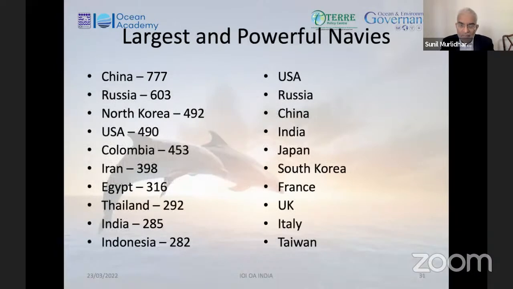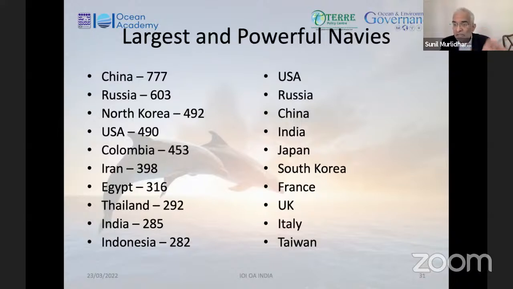And then finally, because I said we will not talk too much about strategic uses, but I thought I'll just mention it. You can't but mention it. So I just thought I'll mention the largest and the most powerful navies of the world. And of course, there are two distinctions there, because the largest is not necessarily the most powerful. So here again, you can see China is hugely ahead. 777 assets, they call them. Assets in the sense of the number of ships and submarines of various descriptions.